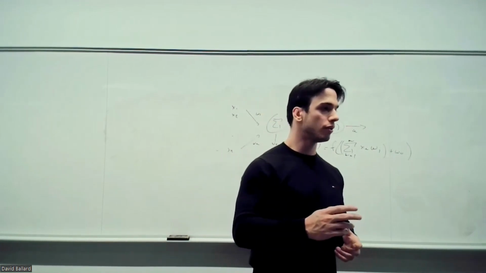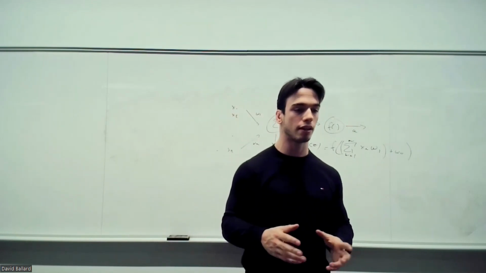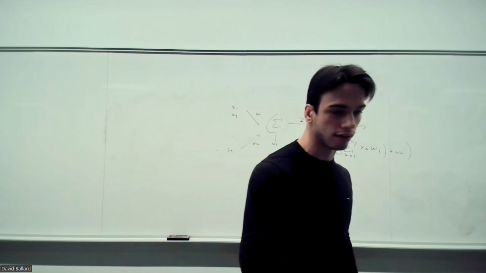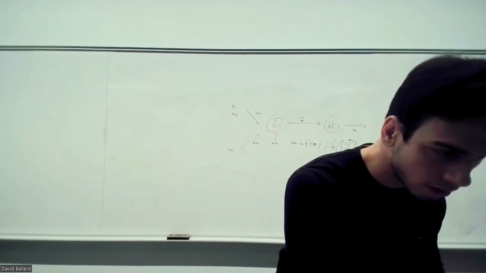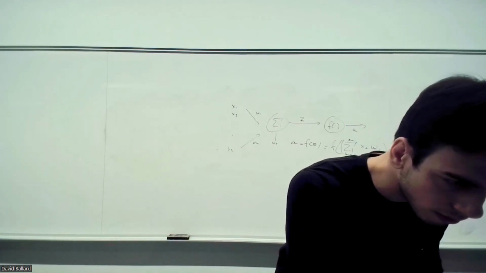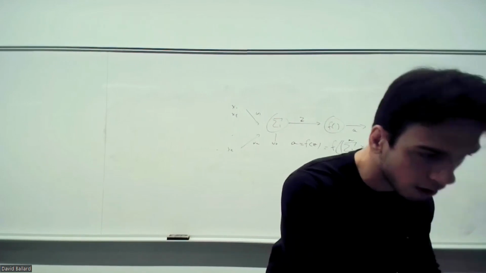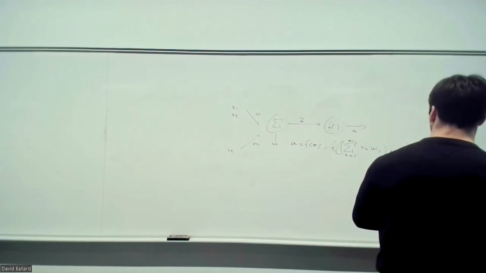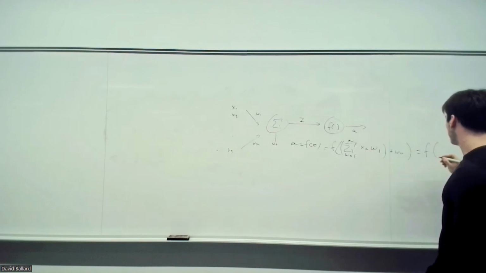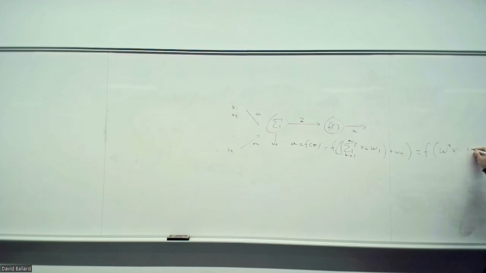We want to pick w's so that our activation function does what we want, depending on our loss function. And this whole diagram represents one neuron. Last thing: this whole sum is equal to f of w transpose times x plus w naught.